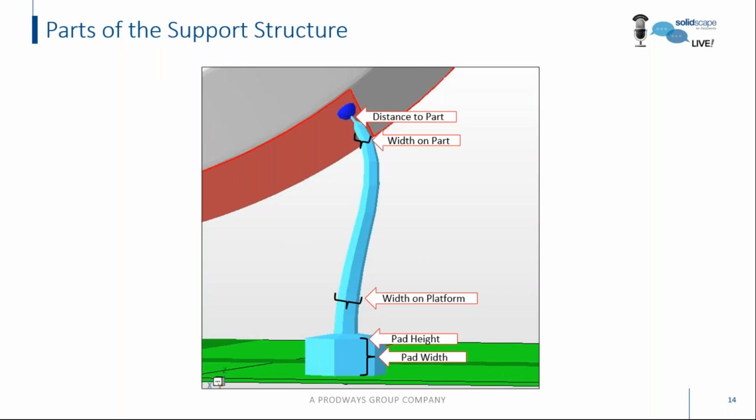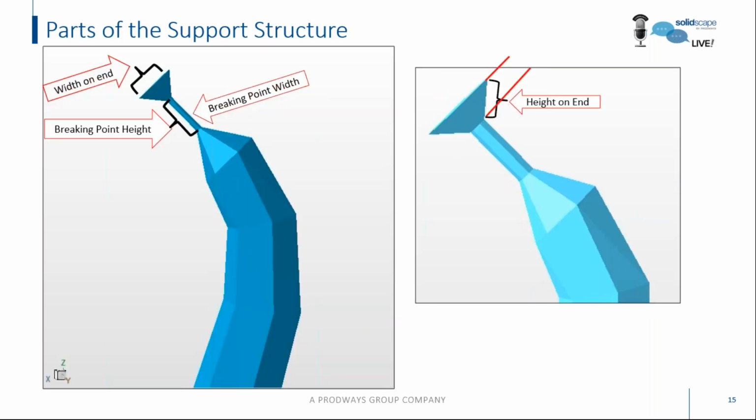And just as a last thing here, just a slide of some of the features that are available and some of the different parts of the supports. And it's good to know what these are because when you know what they are, then you can see how they will affect your model. Just remember that different software may have different names for the same parts. So breaking point width, breaking point height, these all affect how the support will be attached to the model.